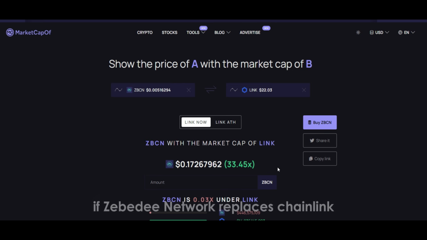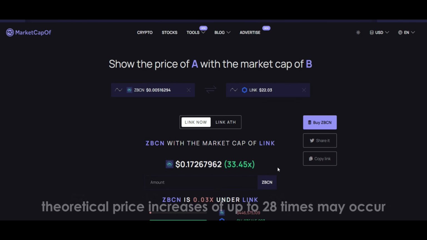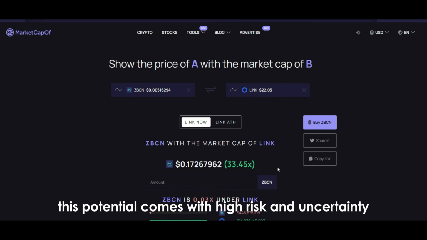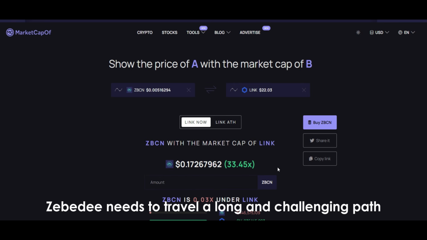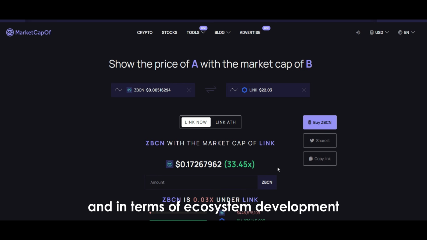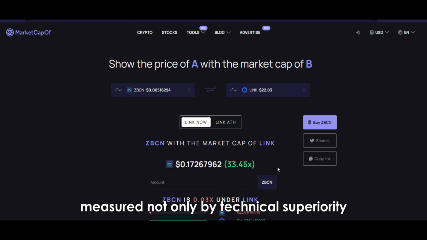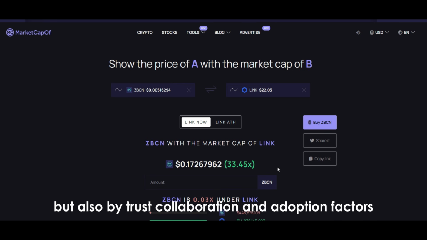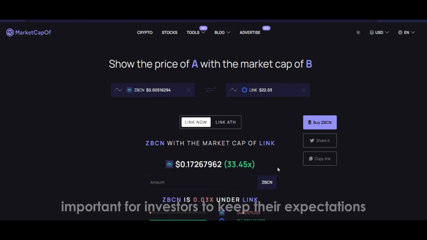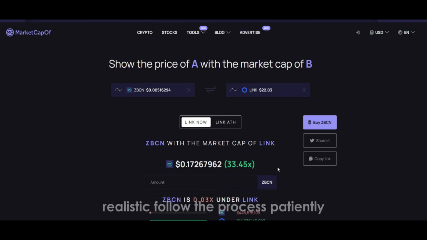In light of all this, if Zebec Network replaces Chainlink, theoretical price increases of up to 28 times may occur. However, this potential comes with high risk and uncertainty. For such a rise to happen, Zebec needs to travel a long and challenging path, both technologically and in terms of ecosystem development. Replacing Chainlink is a success measured not only by technical superiority, but also by trust, collaboration, and adoption factors. Therefore, it is extremely important for investors to keep their expectations realistic, follow the process patiently, and conduct thorough research.